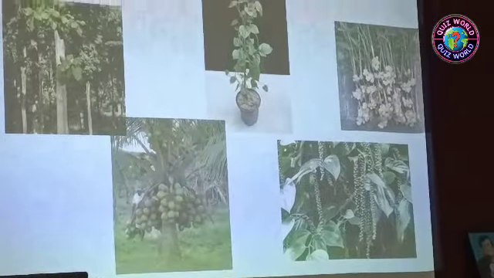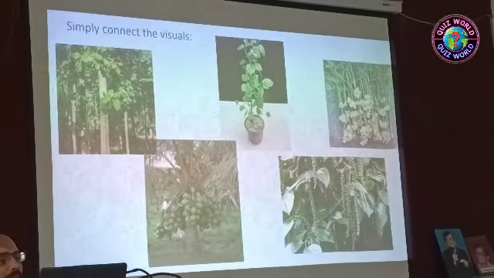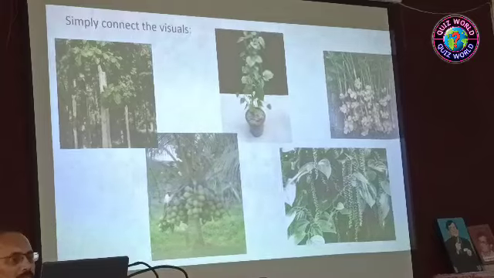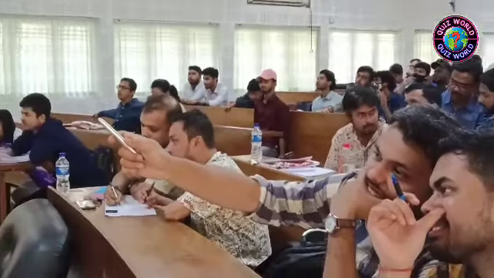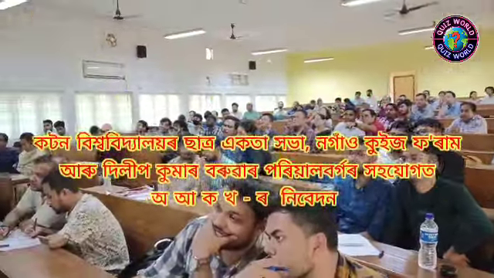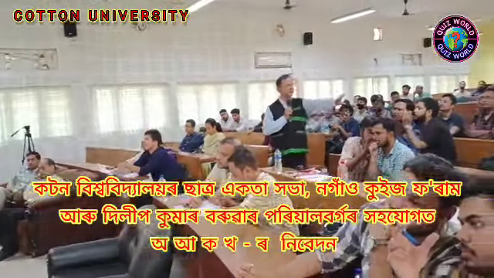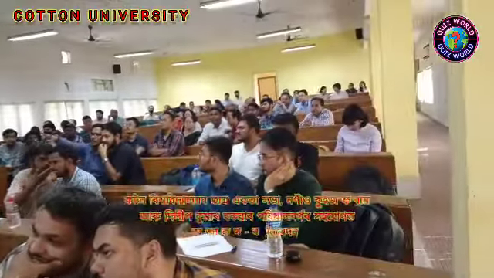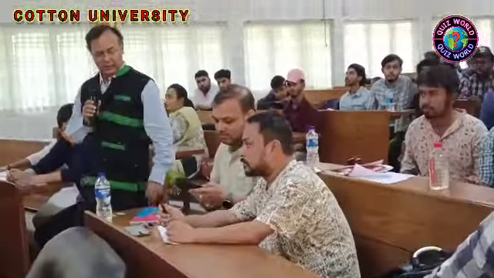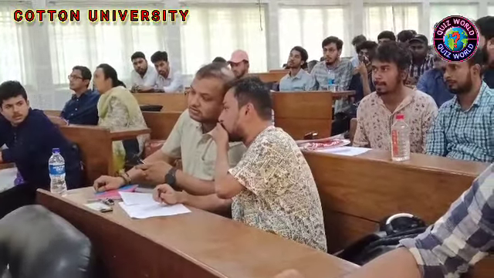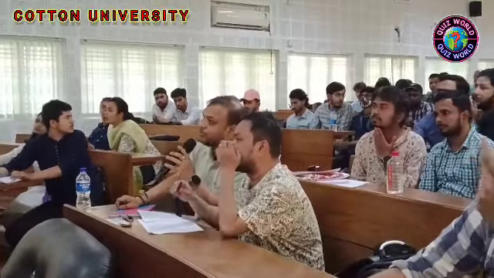Okay, simply connect the visuals. You don't have to identify all these things, okay? Just tell me what is the connection. These trees can be found on national flags, not on national flags, team 1. These are the exports. Exports of East India Company. Of East India Company. Okay. Exports of East India Company.